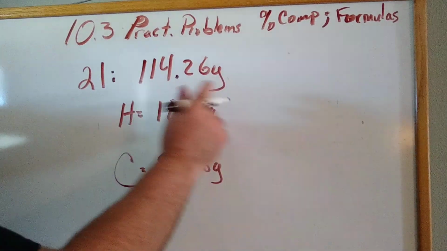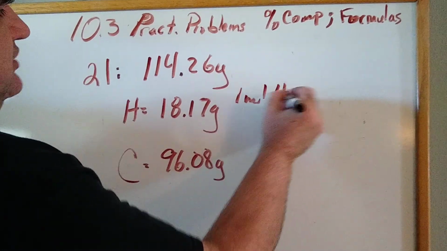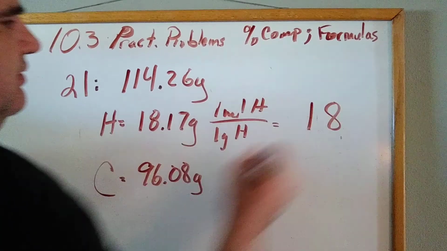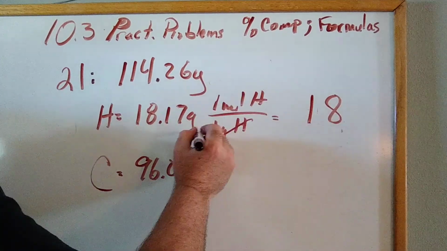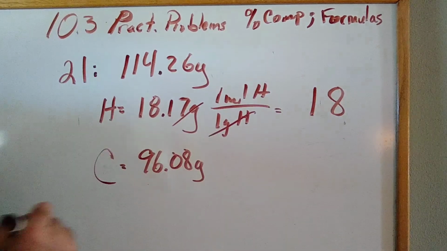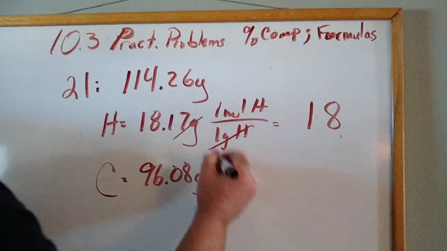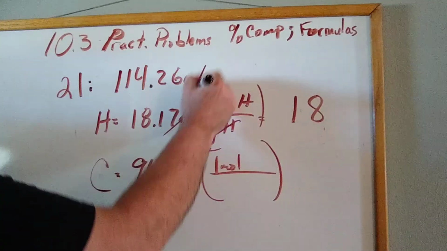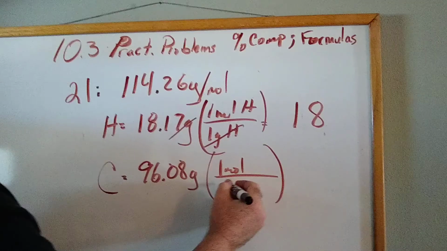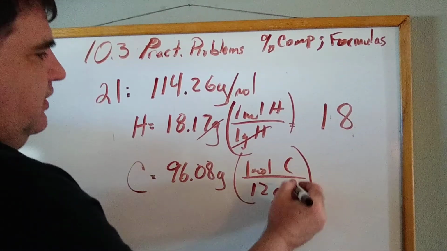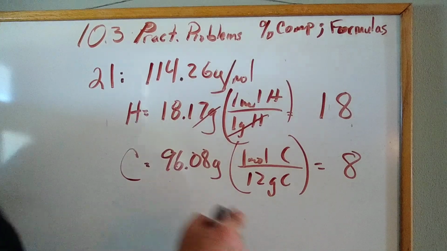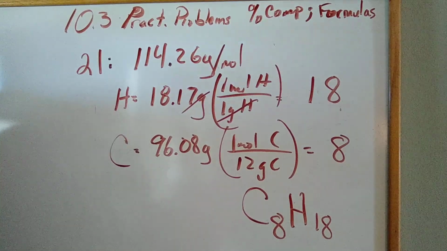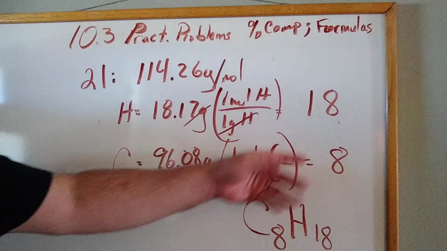So we know that, well, if 1 mole of hydrogen is also 1 gram of hydrogen, we know that the molar mass of this has to be 18. Okay, grams cancel out. So this is going to be 18 moles. For carbon, we know that we have 1 mole. And again, we're dealing with only 1 mole. This is gram per 1 whole mole. So 1 mole of this divided by 12 grams of carbon gives us a total of 8. So we know that the formula for this is C8H18.